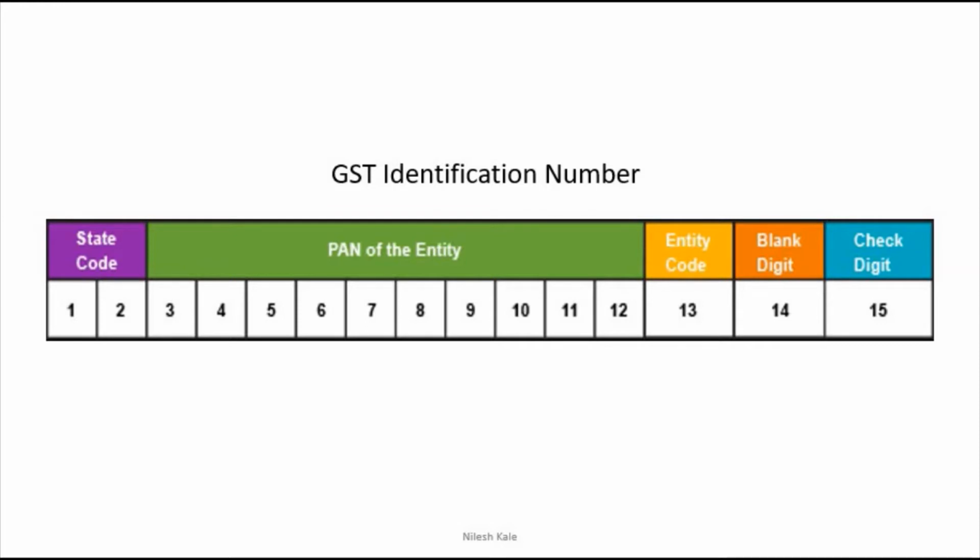And then the 13th digit is the entity code. If it is your principal place of business, you will have this as 1. If it is your secondary place of business, this number will turn out to be 2. If this is the third place of business, then it will be number 3. Right? And then the blank digit. The 14th digit is kept for future use.